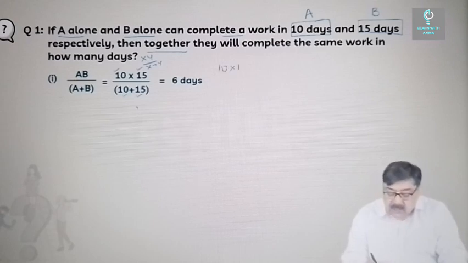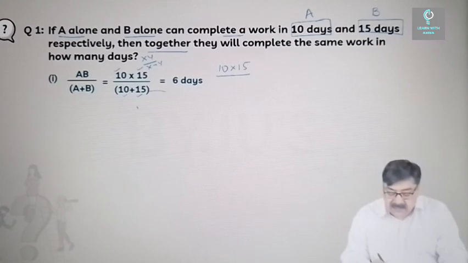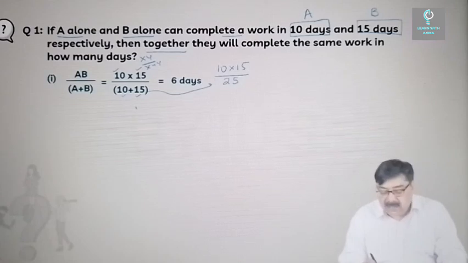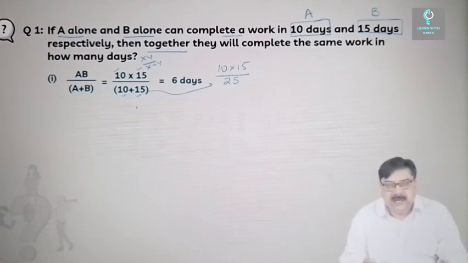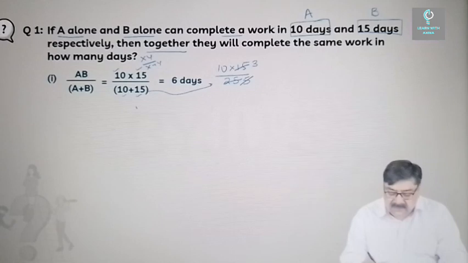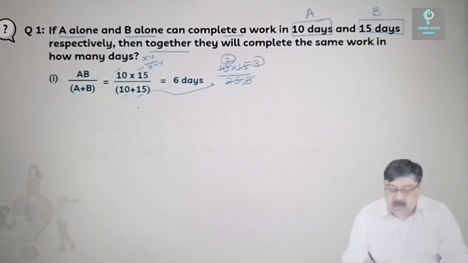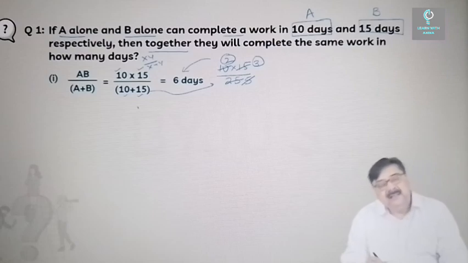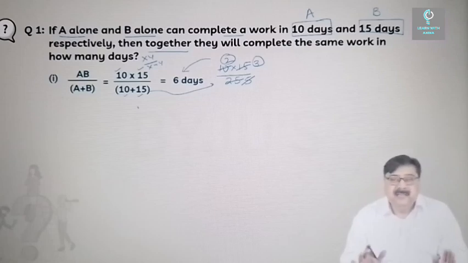So how do you write it? 10 into 15 by 10 plus 15 becomes 25. Now, as you saw, I have not multiplied this 10 with 15 in the numerator. Why? Let us cut this. 5 3s are 15, 5 5s are 25, 5 2s are 10, so 2 into 3 is what we are left with, which works out to be 6 days. So, given that A can complete a work in 10 days and B alone can complete the same work in 15 days, if A and B join hands and work together, then the work will get completed in a mere 6 days.